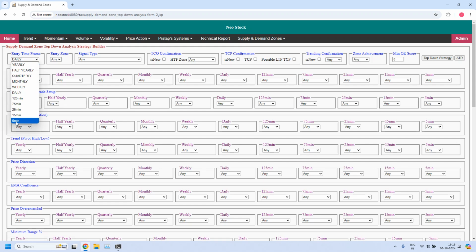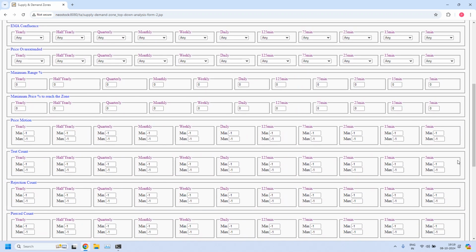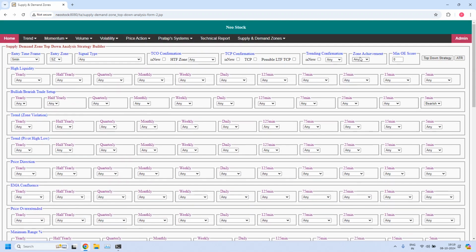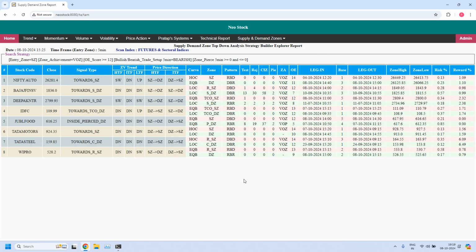That is, the entry time frame is 5 minutes. Entry zone is supply zone. In bullish or bearish trade setup at 5 minutes, I am selecting bearish. The 5 minute supply zone should not be pierced, so in the pierced count at the 5 minute time frame, I am setting minimum value 0, maximum value 0. Zone achievement: violated opposing zone. Minimum odd enhanced score is 12. All the 3 filters are applied to the 5 minute supply zone.